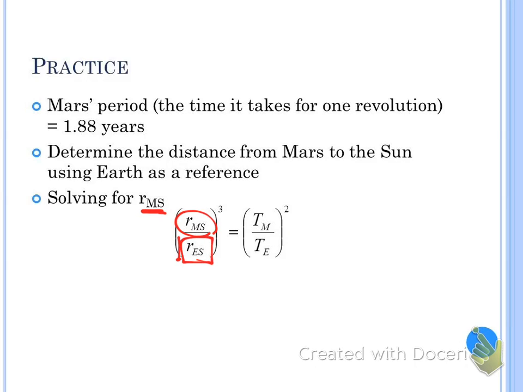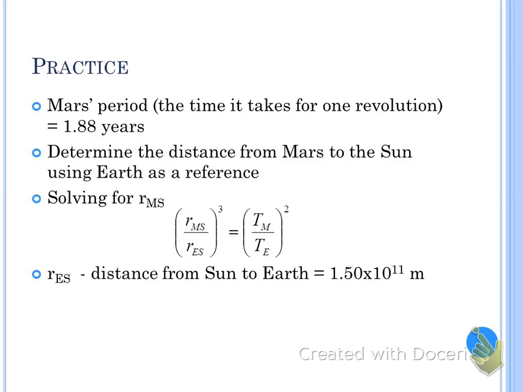This distance right here, r sub es, is equal to the radius or the distance between the Earth and the Sun. T sub m would be the period of Mars, and T sub e would be the period of the Earth. The distance between the Sun and the Earth, which is listed as one of our variables right here, is equal to 1.5 times 10 to the 11th meters. That's one of our values. It tells us right up here that the period of Mars, T sub m, is equal to 1.88 years.